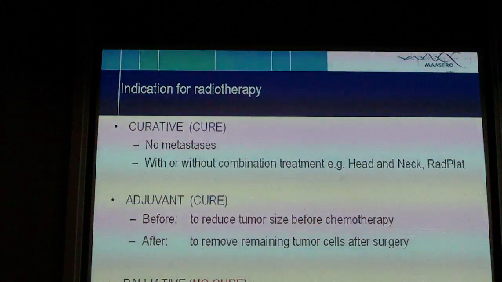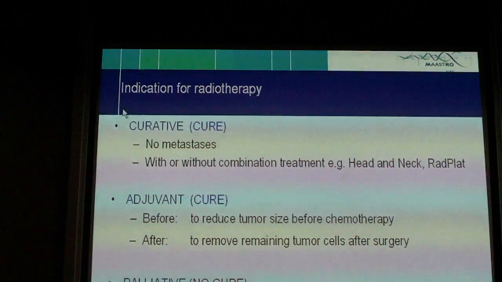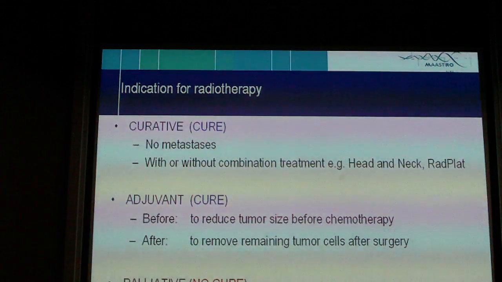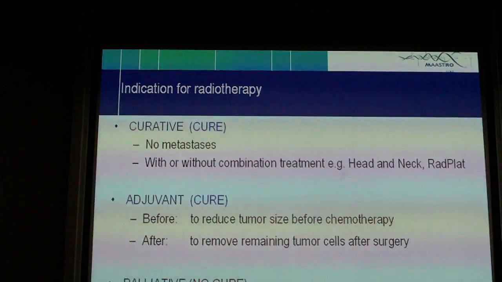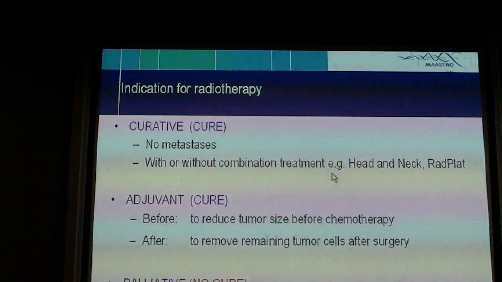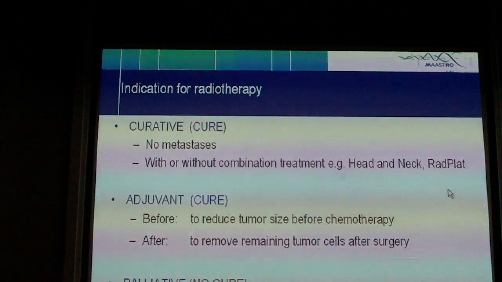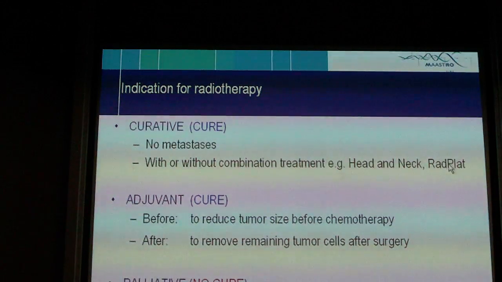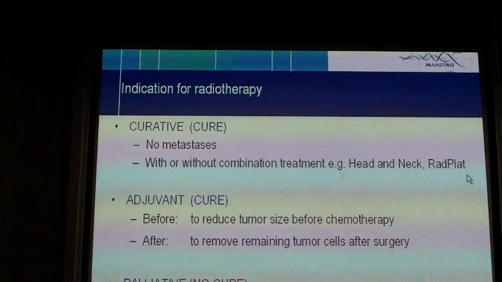So what are the indications for radiotherapy? Well, you can treat cancer with radiotherapy in a curative setting. That means that these primary tumors, for example lung tumor, breast tumor, rectum tumor, should not show any metastasis. Otherwise, in most cases, it's not curative anymore. And this can be combined with other treatments. For example, for head and neck cancer patients, radiotherapy is combined with chemotherapy. This treatment is called the RAD-PLAT. RAD stands for radiotherapy, PLAT stands for cisplatin, that's a chemotherapeutic drug.